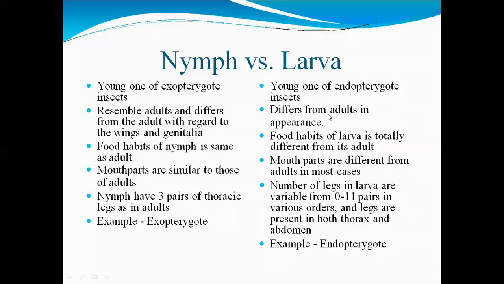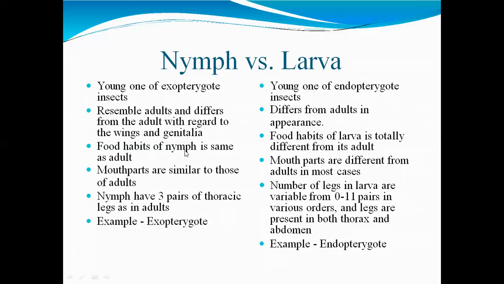In the larval case, the adult is like an insect, and if we talk about its larval stage, the larval stage will be a caterpillar stage. The third difference is food habits. The food habits of the nymph are the same as the adult, and the food habit of the larva is totally different from its adult. So this is absolutely clear.